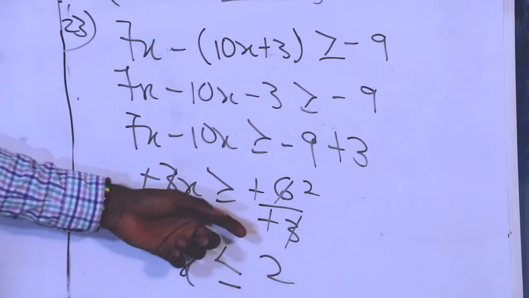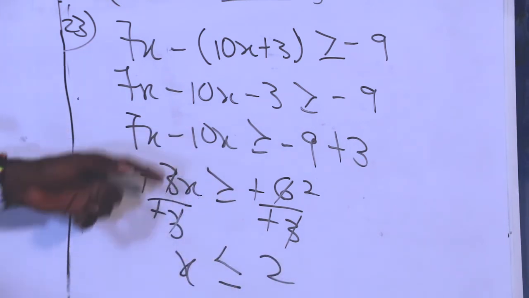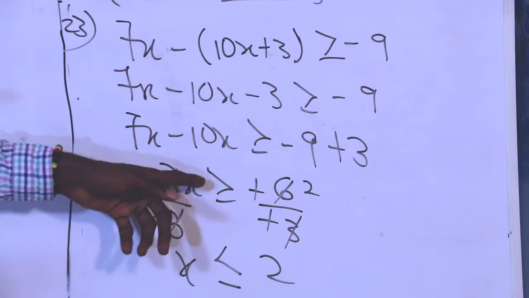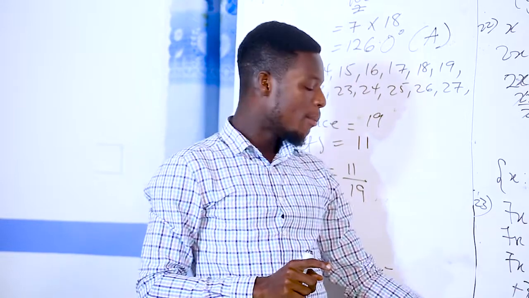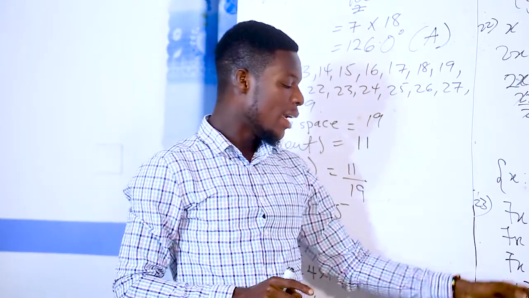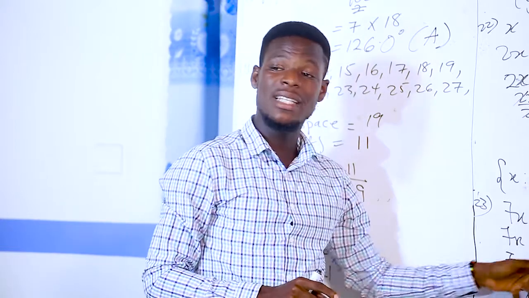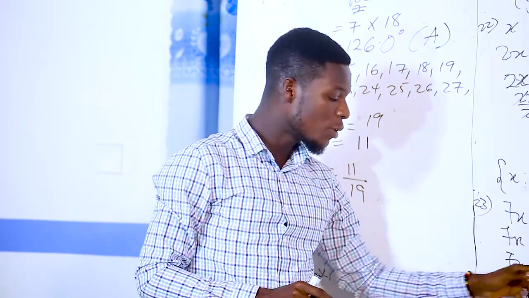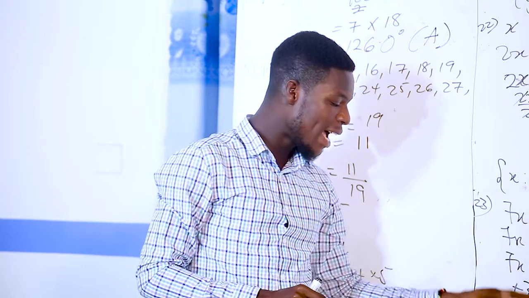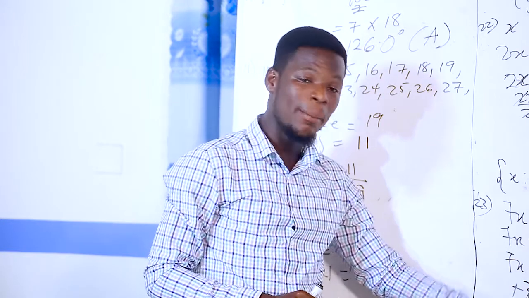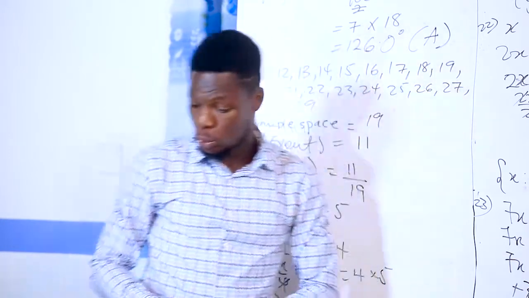Take note of this important principle. When you divide under inequalities, when you divide the x term by a negative number, it affects the sign. So the sign will change. So this one was greater than or equal to. Because we divided the x by a negative, it has become less than or equal to 2.